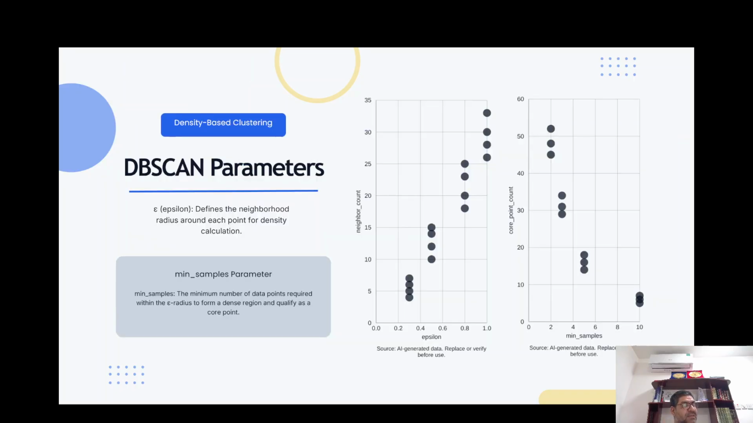DBSCAN parameters: the min samples parameter is the minimum number of data points required within the epsilon radius to form a dense region and qualify as a core point. Epsilon defines the neighborhood radius around each point for density. We have explained it already.